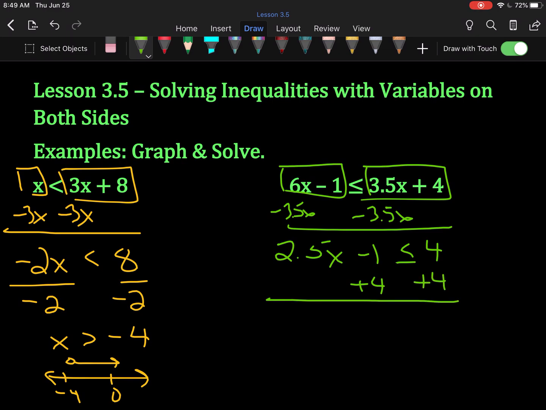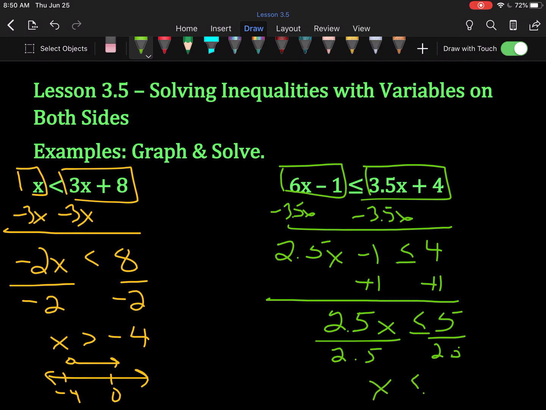So the negative 1 has to move over by adding it, not 4, like I tried to do. That'll get us 2.5x is less than or equal to 5. And then we just have to divide both sides by 2.5 to get x is less than or equal to 2.